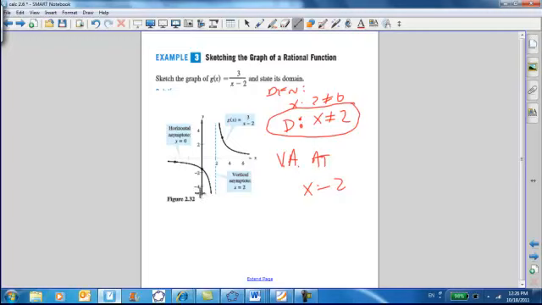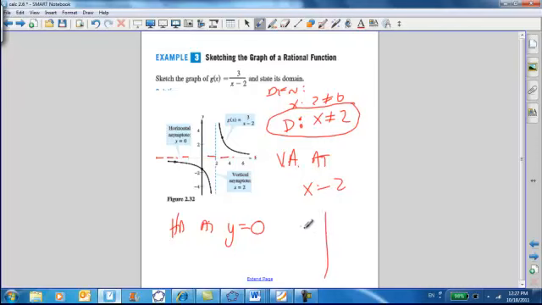Now, what else do we need for the graph? Well, we've got a horizontal asymptote at y equals, because we have a degree of 0 on the top and a degree of 1 on the bottom. The degree on the bottom is higher, so it's just y equals 0. The x-axis itself becomes the horizontal asymptote.